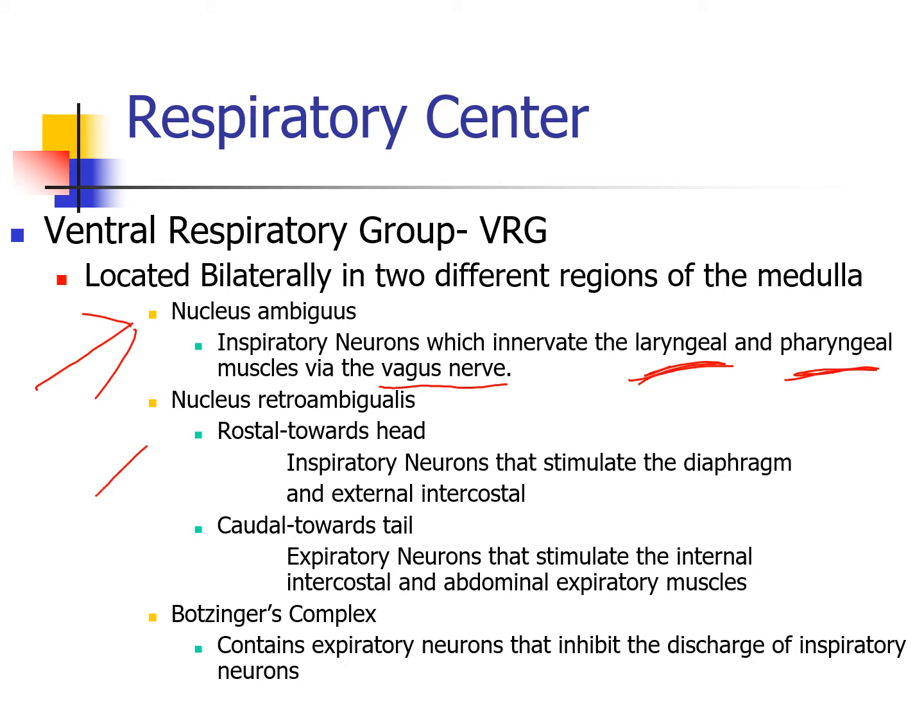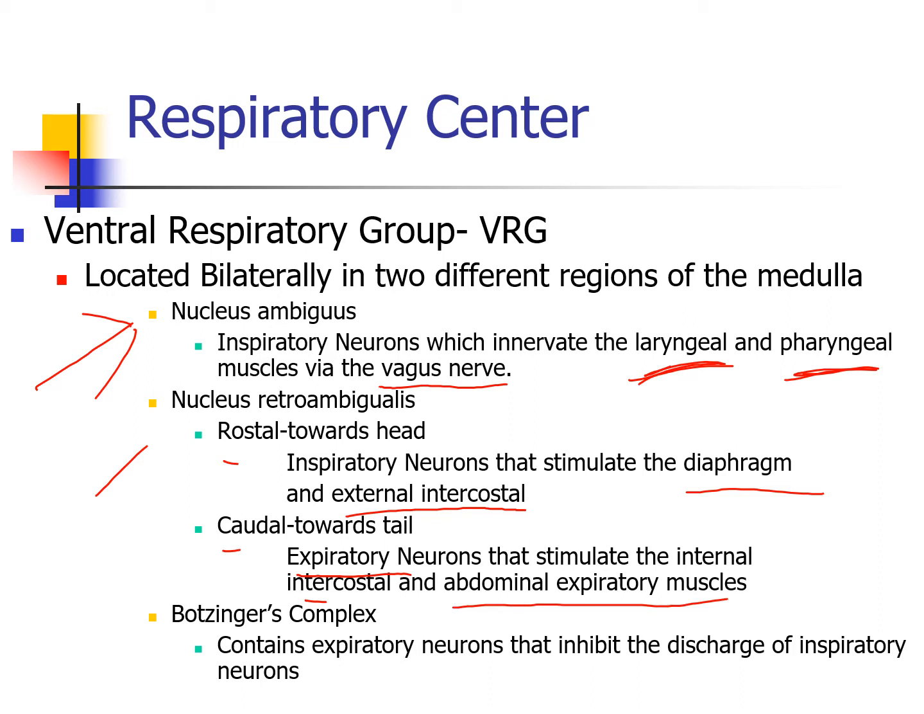Another section is going to be the retroambigualis. So retro means behind, so the nucleus retroambigualis. There's two subgroups within here. You have the rostral, which is towards the head, and the caudal, which is towards the tail. So the rostral is mostly inspiratory neurons that stimulate the diaphragm and the external intercostals. So those are for breathing in, right? The caudal, which is towards the tail, is mostly your forced expiratory area, and this stimulates your internal intercostals that squeeze the rib cage internally, or close the rib cage, which means you're going to force a breath out, and also your abdominal muscles, so you can force a breath out, right?